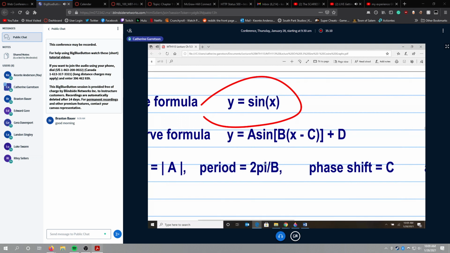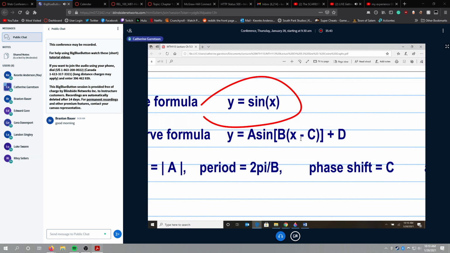And it's the standard period divided by whatever the coefficient is. Now, there's one last thing we can do to this. And that is I can take it and shift it, slide it to the left or to the right. So I can slide it horizontally. And that is called a phase shift. And that is caused by adding or subtracting a number to the inside where the angle is.